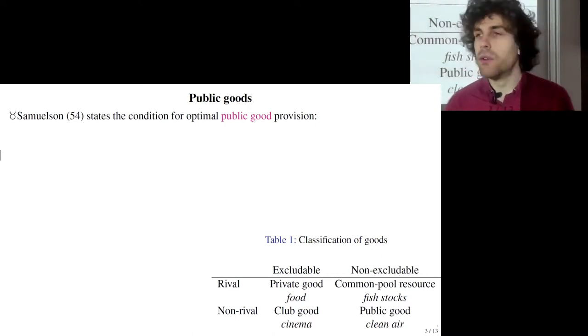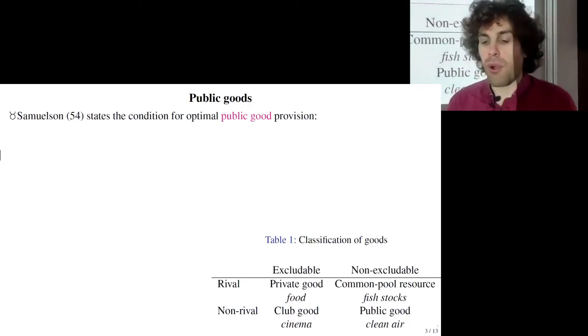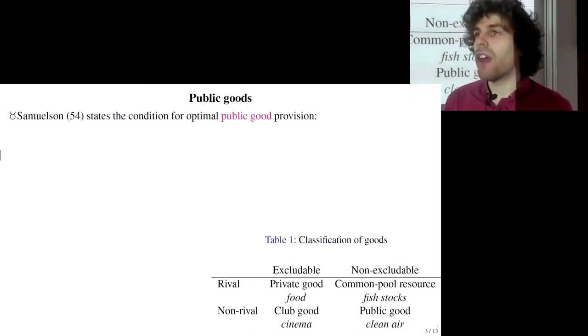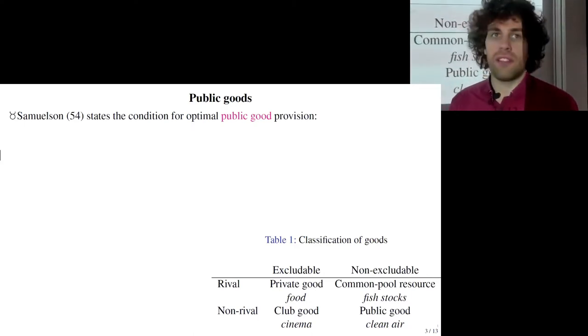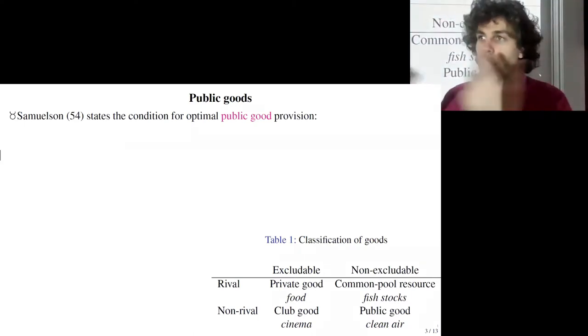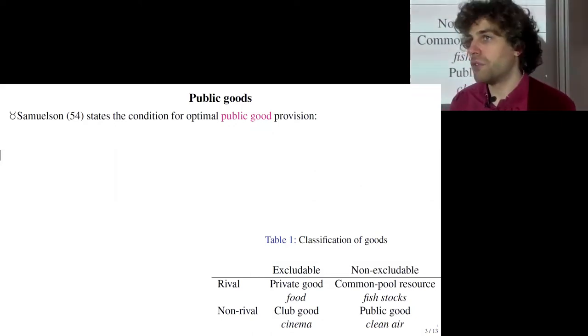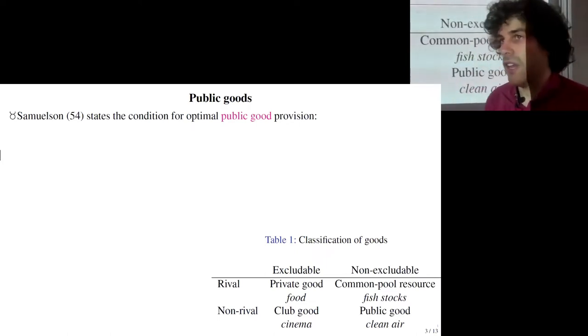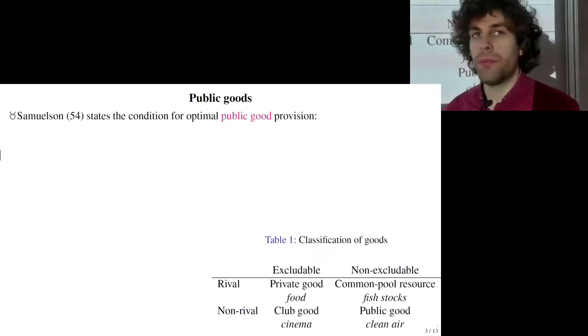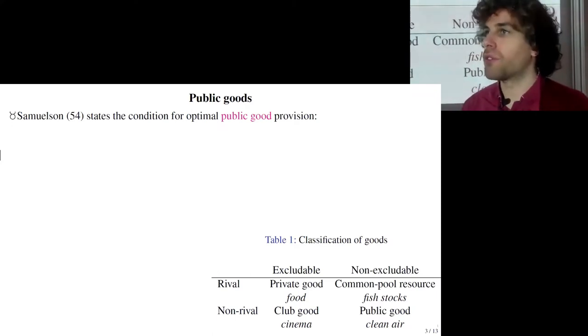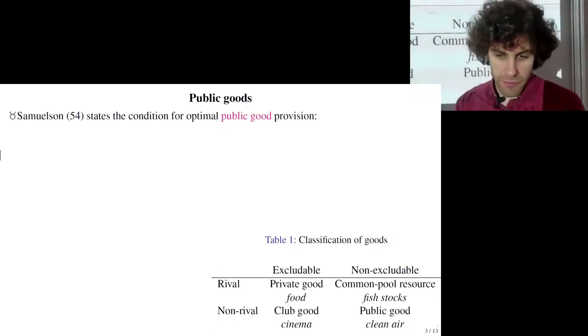The goods that we typically think of are private goods, like food, clothing, etc. They are rival and excludable, meaning that if I eat the apple, you cannot eat the apple. And it's excludable in the sense that it's easy to prevent you from having the apple, like if I put some guards in front of my store.